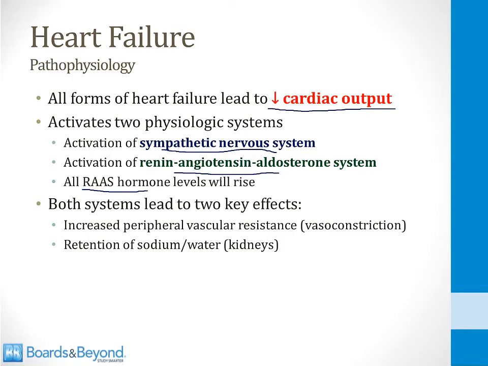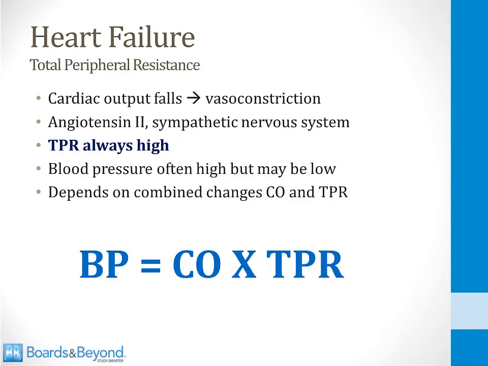And both of these systems in turn lead to two key effects that are present in all heart failure patients. This is an increase in the peripheral vascular resistance due to vasoconstriction, and retention of sodium and water due to effects of these two systems on the kidneys. Let's talk some more about that first effect, the total peripheral resistance changes in heart failure. So as the cardiac output falls, in response, the body vasoconstricts to try and maintain blood pressure and tissue perfusion.